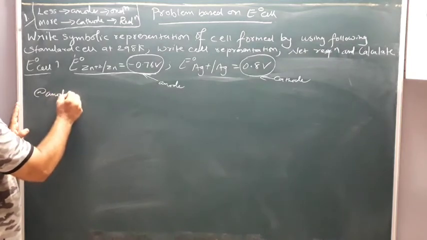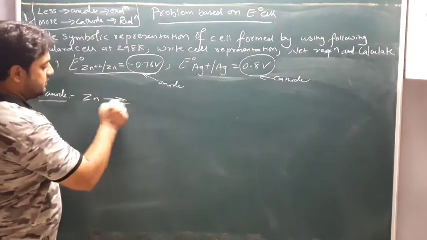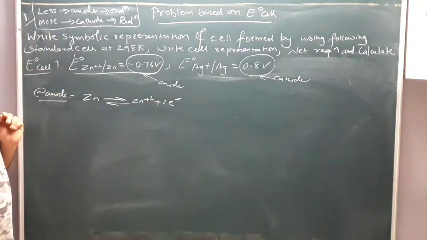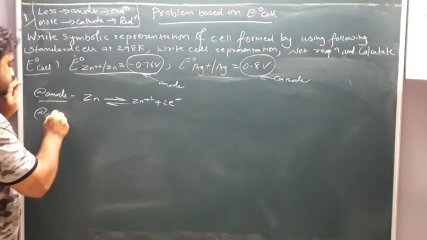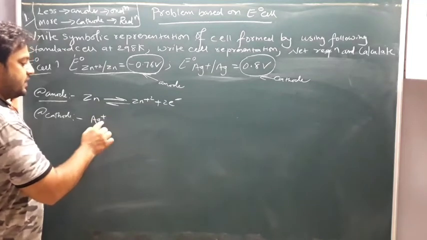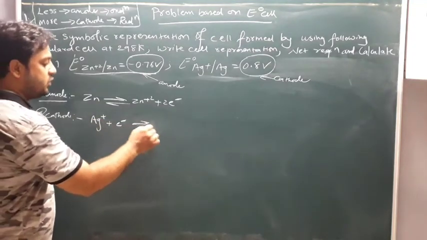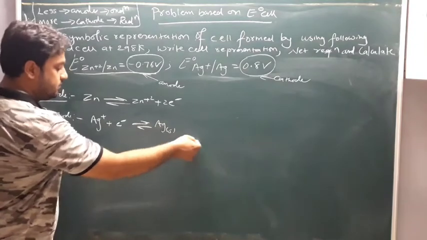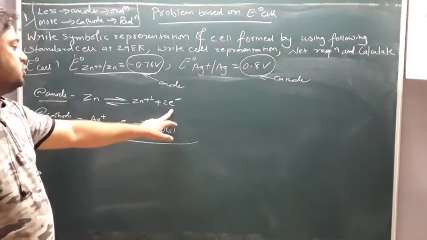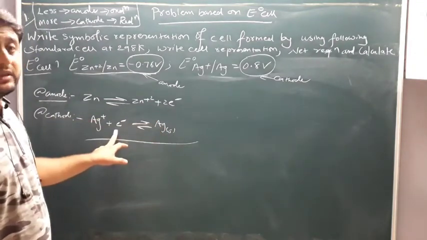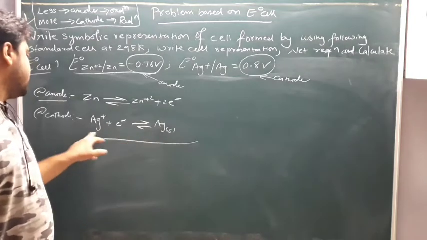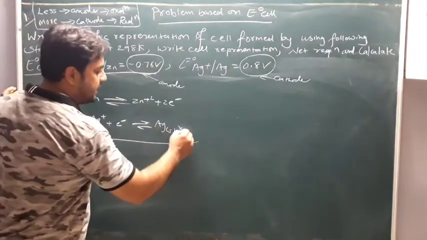At anode, Zn gives Zn2+ plus 2 electrons. Clear? Now at cathode I have silver. So Ag+ can gain only 1 electron and convert into Ag solid. Now I have to cancel out the electrons. Here the electrons are 2, but here the electron is only 1. So I have to make the electrons 2. So I have to multiply this full cathodic equation by 2.